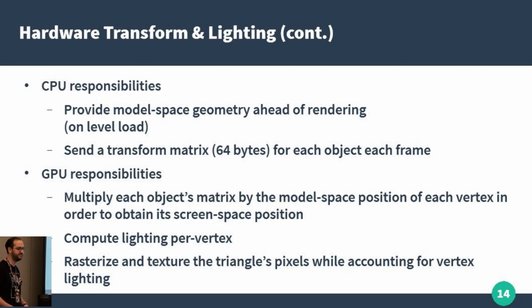And this is really great because even at their most unoptimized, transform matrices are 64 bytes. And just for reference, if you were sending triangle data that only had position data per vertex, you would exceed 64 bytes as soon as you sent 6 triangles over. So basically in all cases, it's a win to send the geometry to the device in advance. And then for the GPU responsibilities, the GPU does the matrix multiply of each vertex by the transformation matrix. It computes the per vertex lighting, and then does the same rasterization and texturing and lighting it was responsible for per pixel, while accounting for the vertex lighting that was computed in the previous step.